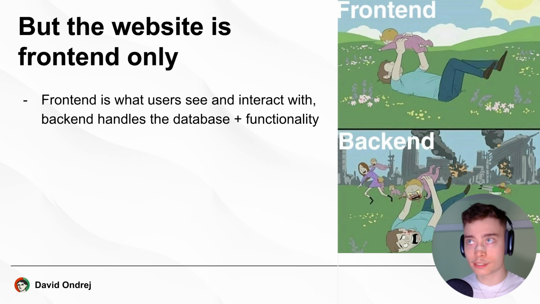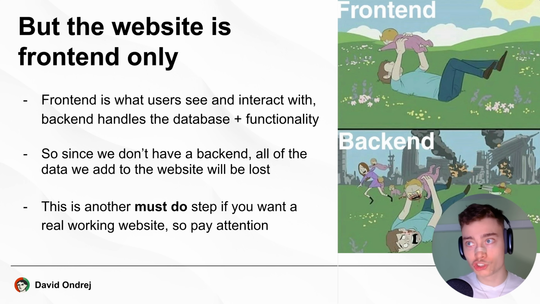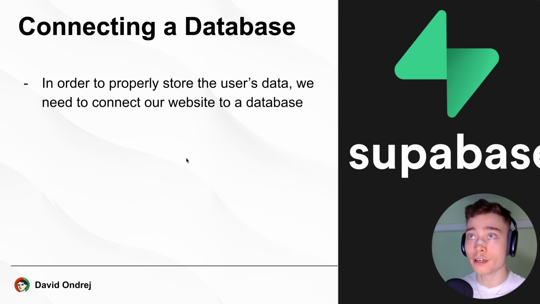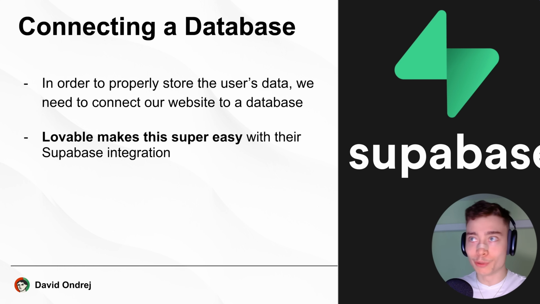Frontend is what the users see and interact with. Backend handles the database and the core functionality. This is another must-do step if you want to build serious software that can be sold for thousands of dollars. So pay attention. In order to properly store the user's data, we need to connect our website to a database. Lovable makes this super easy, once again, thanks to their Supabase integration.